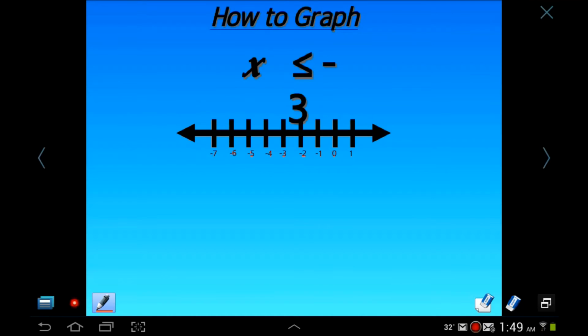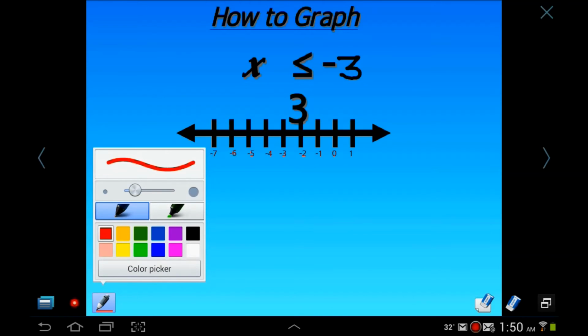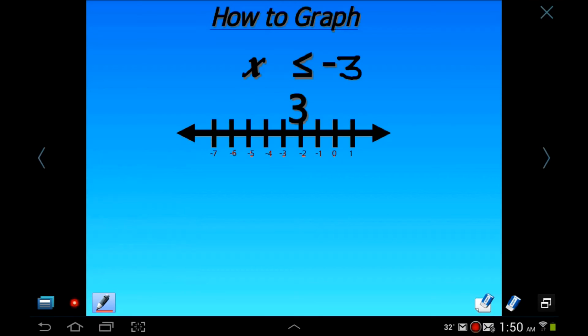Okay, our next example here, never mind, this got kind of moved over, so I had to edit a little bit on the spot. But what we have is x is less than or equal to -3. Alright, now I have my number line already labeled.